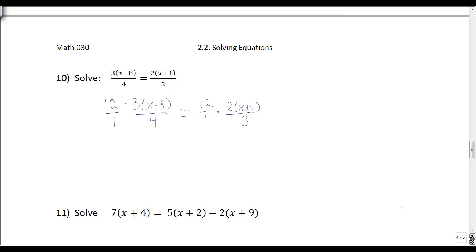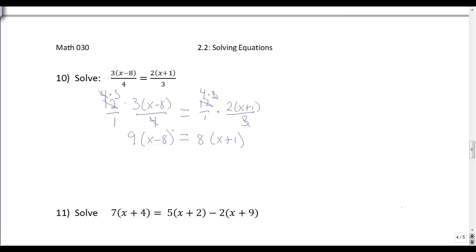So now what's going to happen on the left is this 12 will be 4 times 3, and that 4 cancels. On the right, 12, I could write 4 times 3 as well. These 3's cancel, and now I have 3 times 3, that's 9 times x minus 8, equals 4 times 2, that's 8 times x plus 1. So I just got rid of those denominators, just makes things simpler typically.